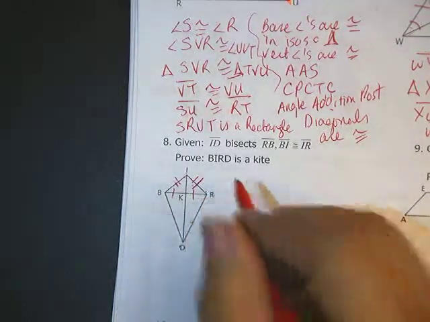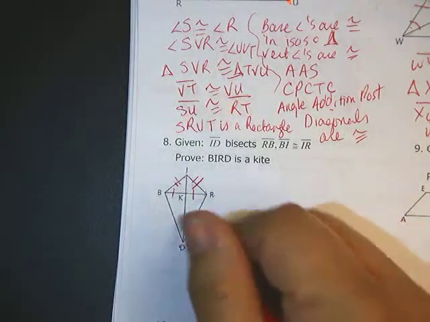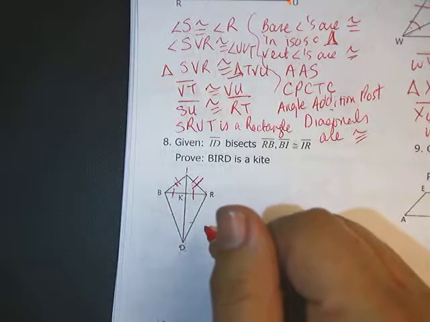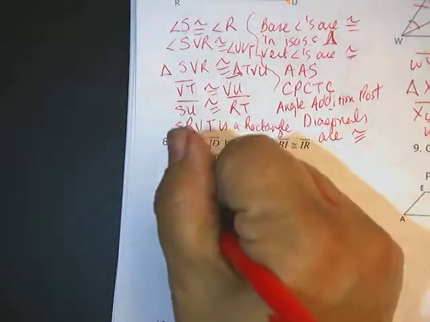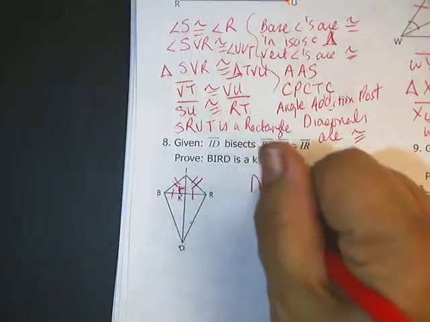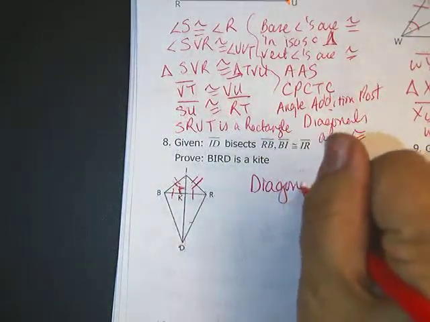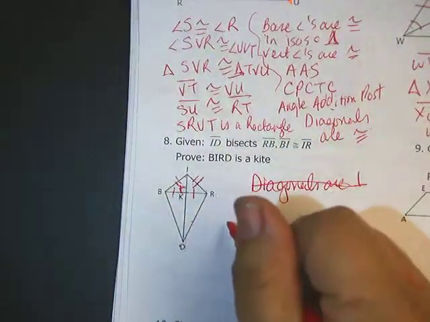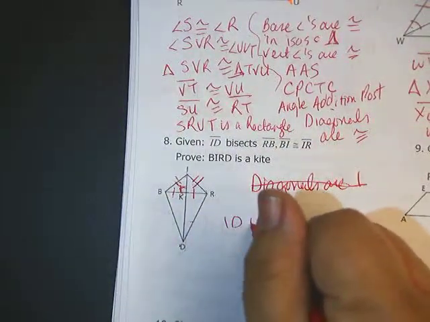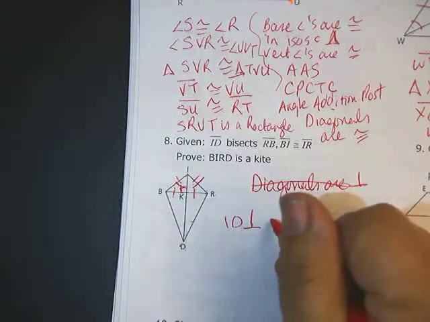The only problem I have with this problem is they didn't really give me enough information here. Technically, this could also be a rhombus if these were congruent to those. They didn't say. So it's either a kite or it is a rhombus. Those are the only two shapes you're going to form with a perpendicular bisector. So I would say these are perpendicular, right? So I know the diagonals are perpendicular.